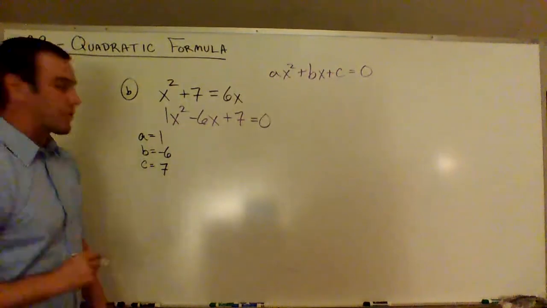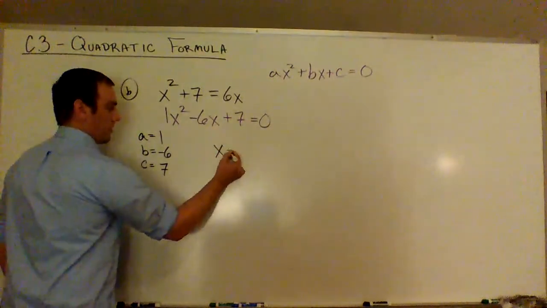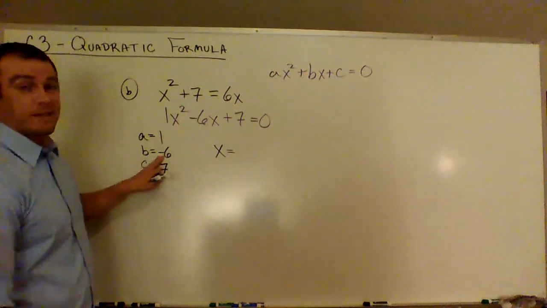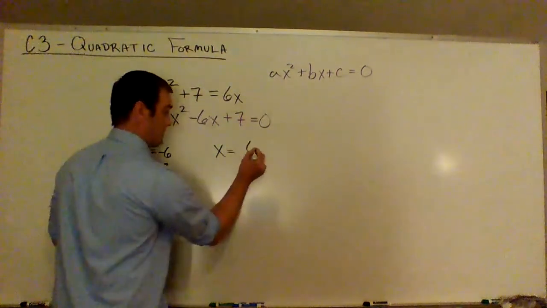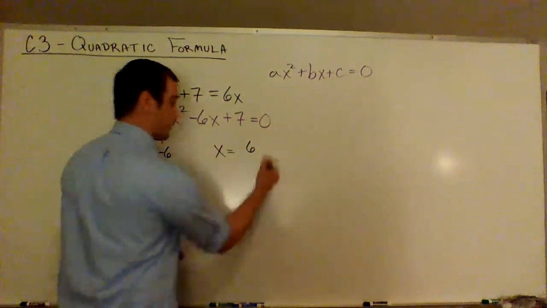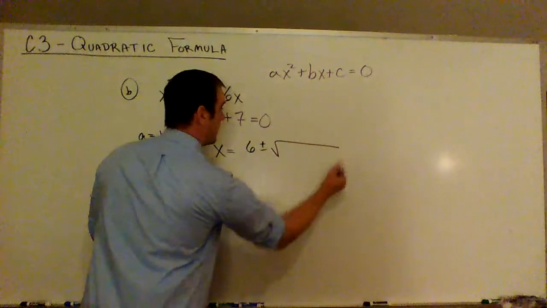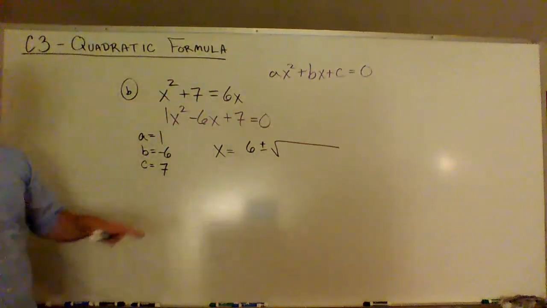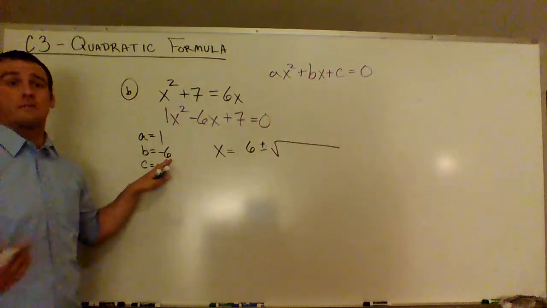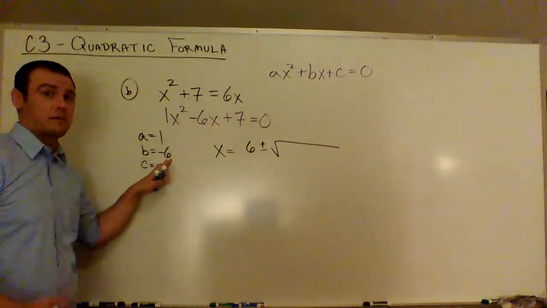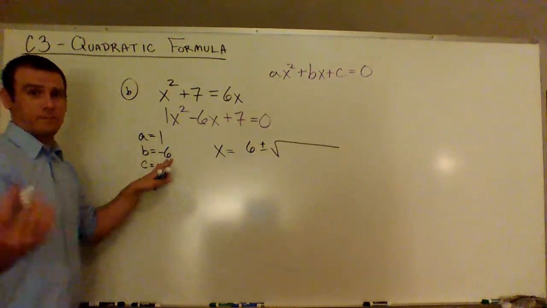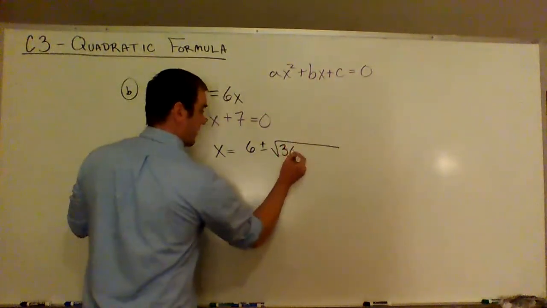Okay? So, x equals, remember, negative b. That's going to make a positive 6 here. Okay? Negative 6 is positive 6. Plus or minus the square root of b squared. Okay? B is negative 6. Negative 6 squared is just negative 6 times negative 6. Negative times negative makes positive. 6 times 6 is 36.